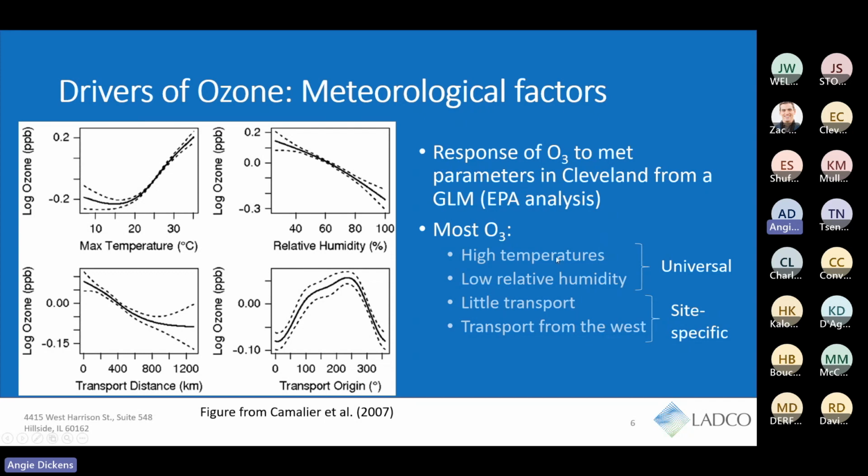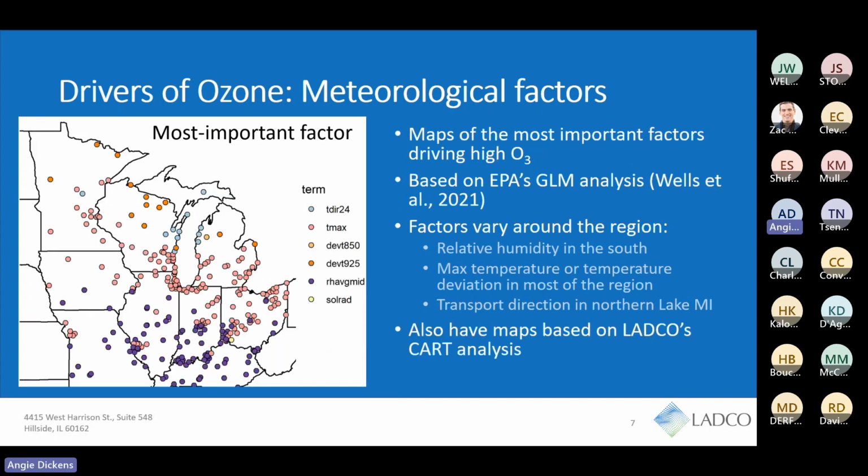You know, you increase temperature around the world, you're going to get more ozone. But the fact that you got the most ozone with little transport and with westerly transport, that's site specific. These things vary from site to site. We know there are some sites in Lake Michigan that need a lot of transport to get high ozone. So these are site specific. These others are pretty universal.